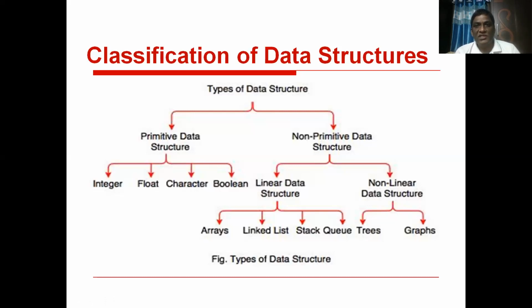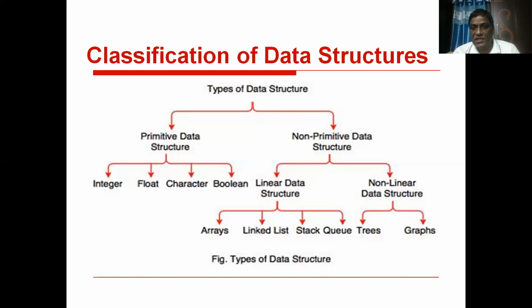So this is the classification of data structures. Again, have a look at it. There are two broad classifications of data structures: primitive data structure and non-primitive data structure. Primitive data structures are the basic elements provided by any programming language, C, C++, Java, or any programming language. Whereas non-primitive data structures are derived from the primitive data structures. They are again classified into two types: linear data structures and non-linear data structures. Linear data structures are again classified into four categories: arrays, linked lists, stacks, and queues.